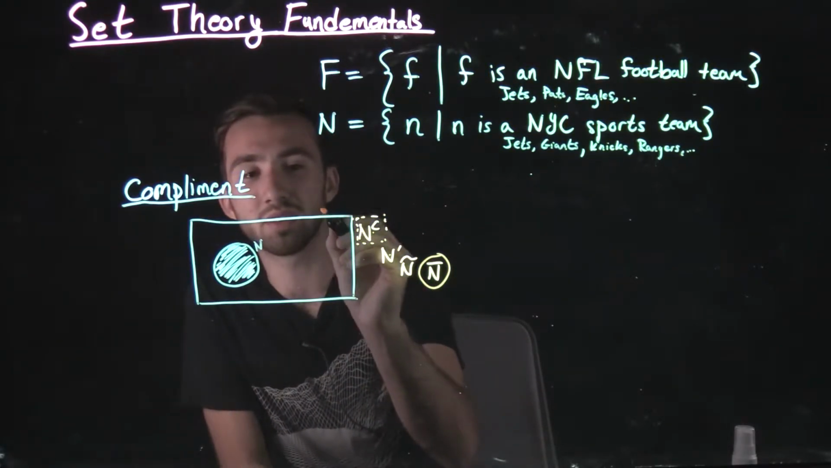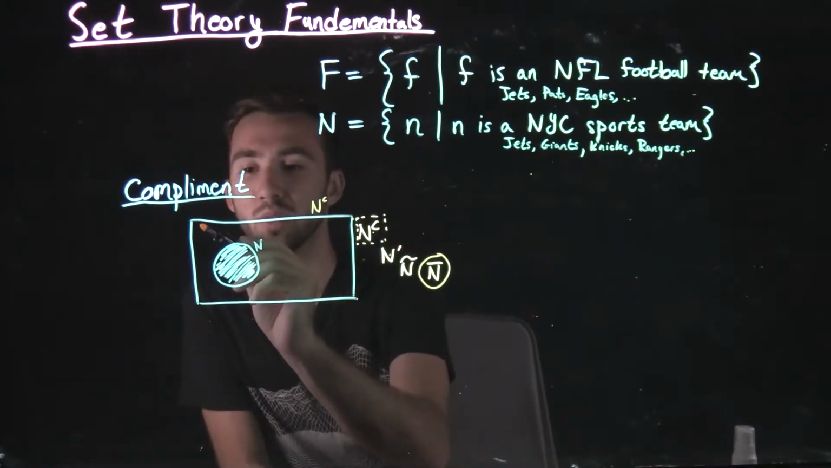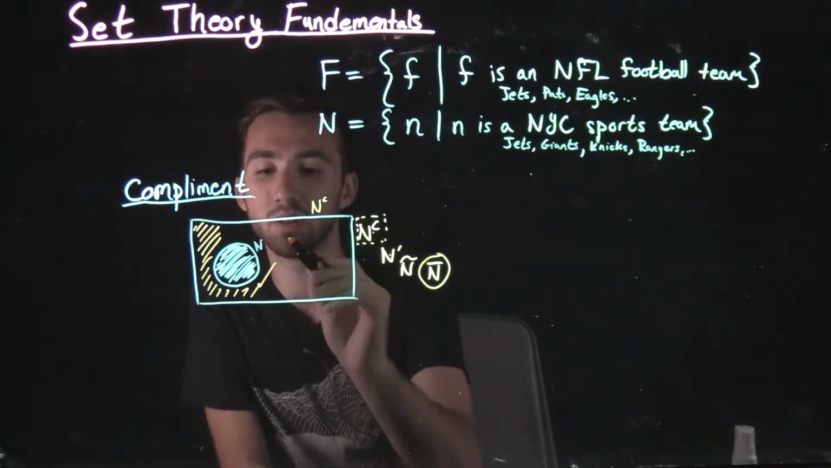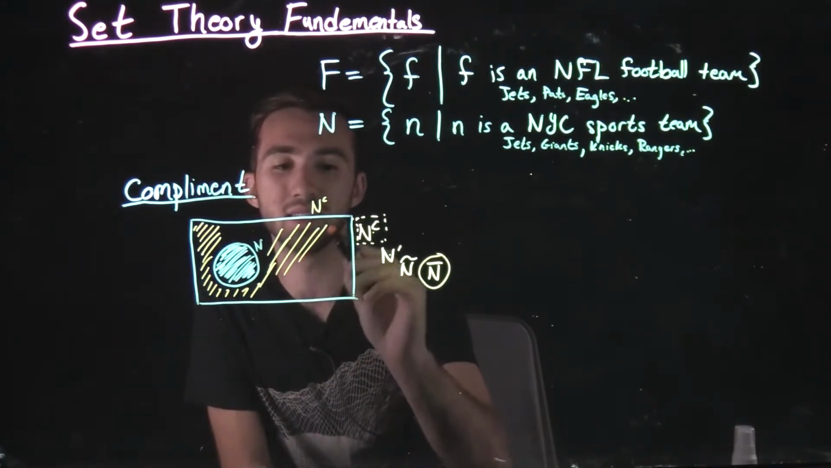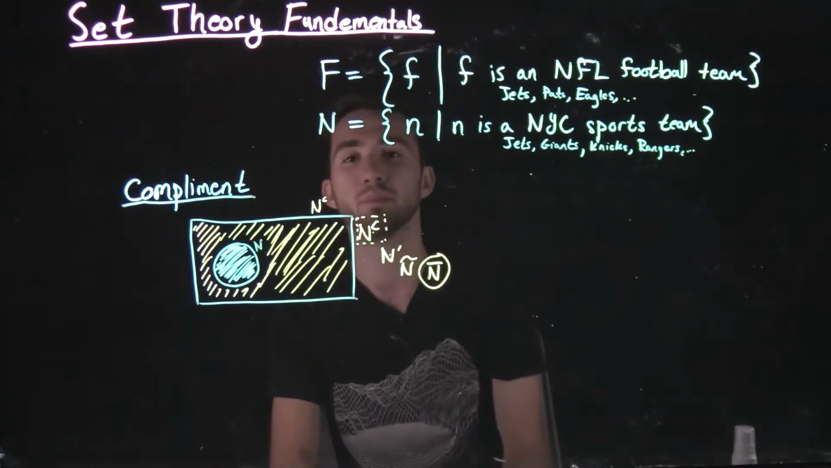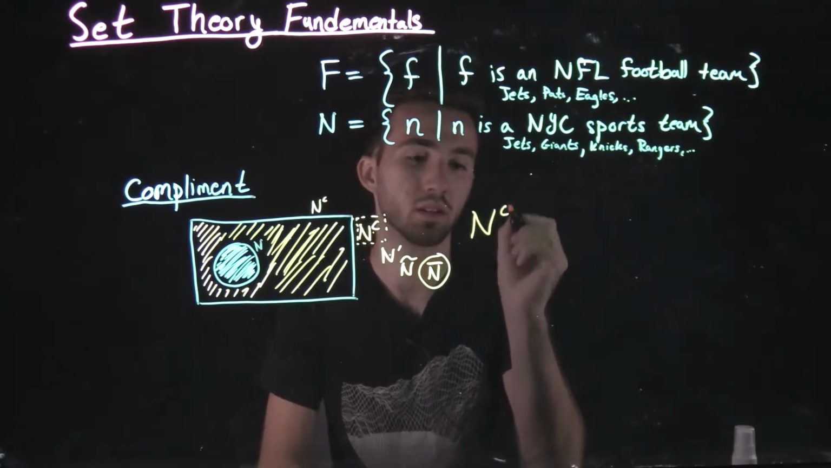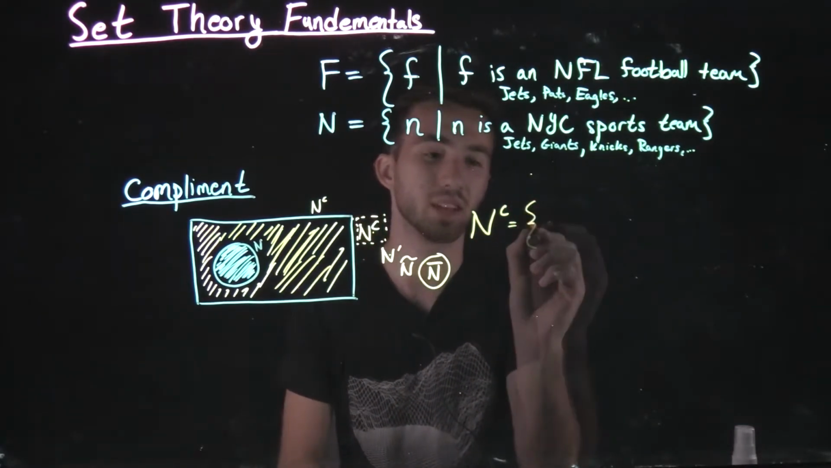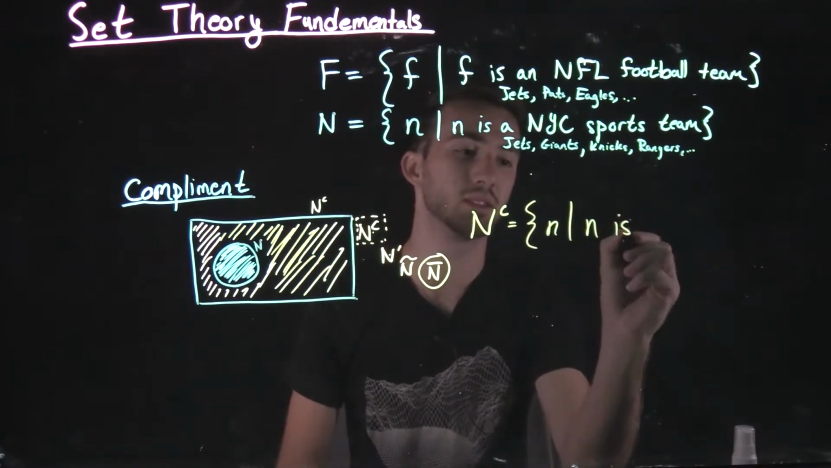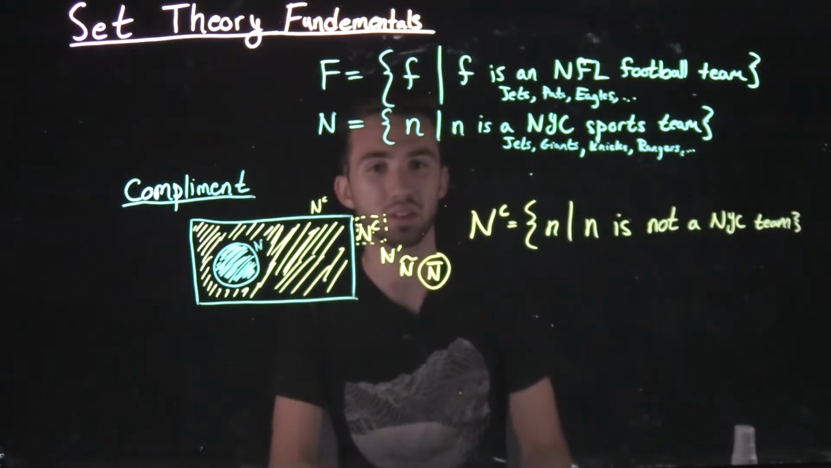So the complement of the set, again, N superscript C, is going to be everything that is in our universe that is not inside of N. In our example of our set N, what is the set N complement? N complement is the set where we have N such that N is not a New York City team.